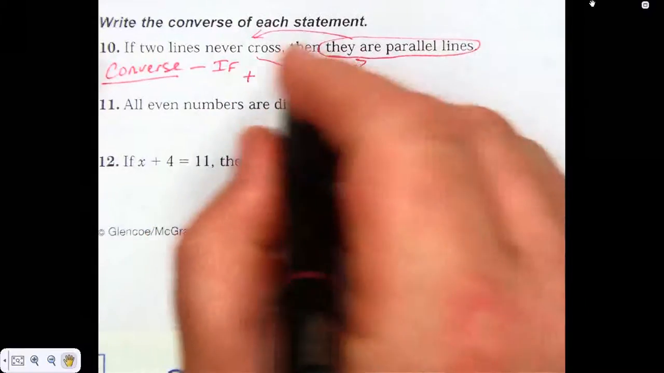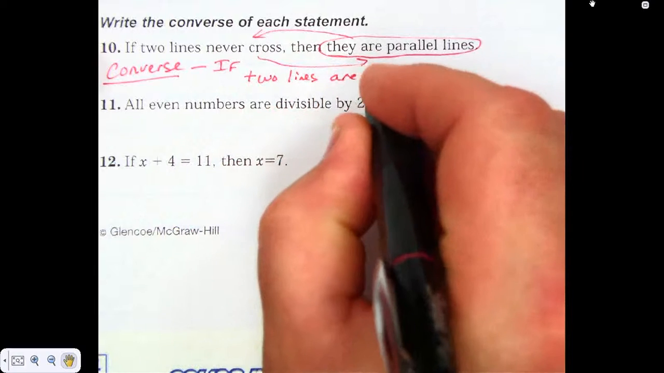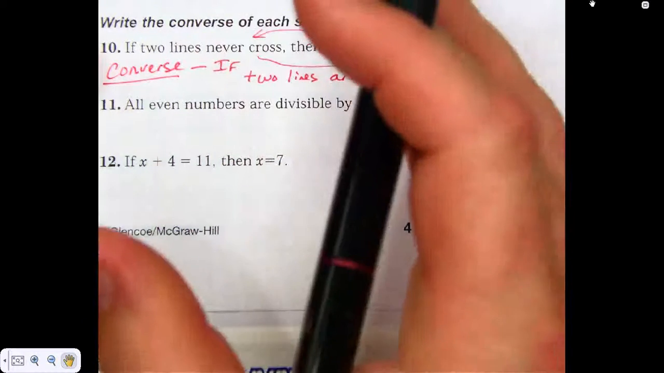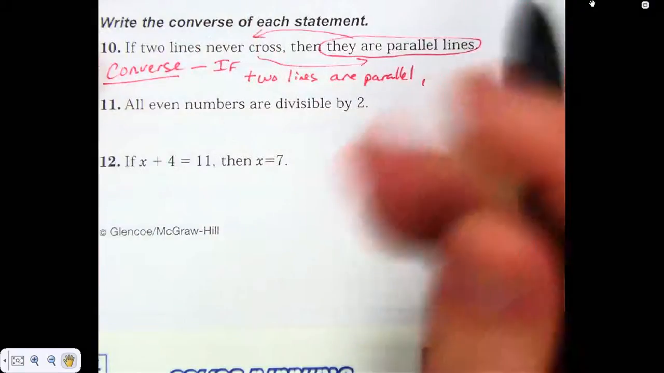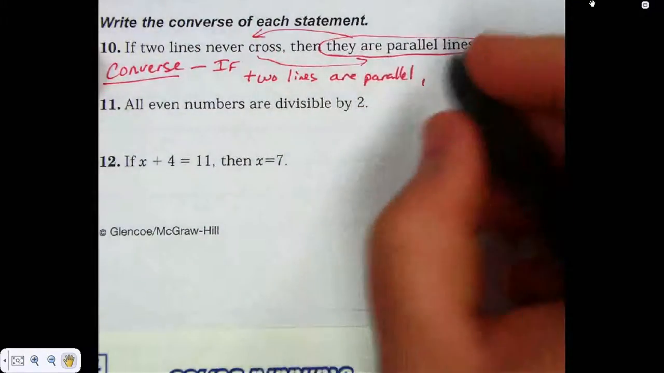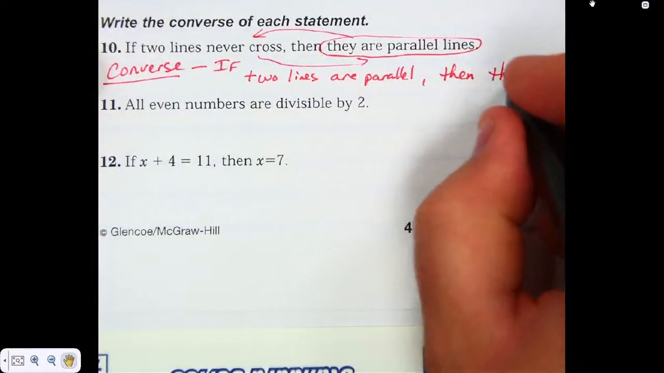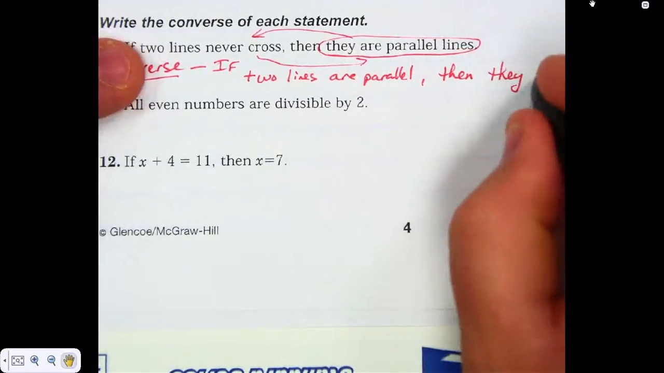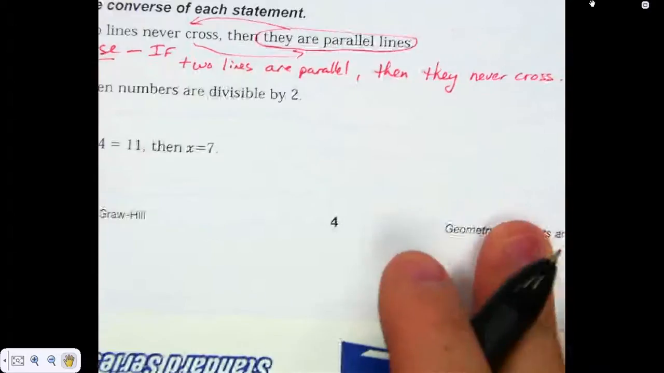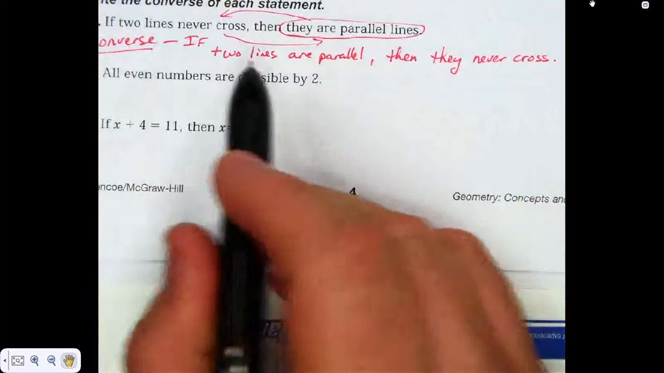So if, here's what I should say. Two lines are parallel. Why do you think I say that? Usually you state the thing before you say they or he or that, right? So I'm saying if two lines are parallel, then they what? Never cross. You see how grammatically I kind of changed that? Because I stated what I was talking about.